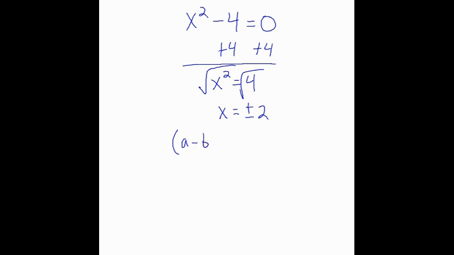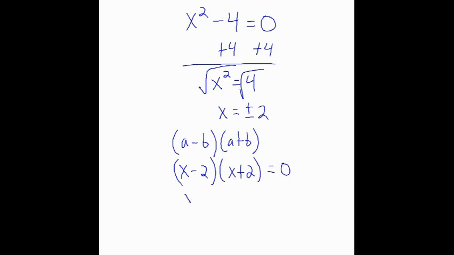That'd be a minus b times a plus b. So we get x minus 2 times x plus 2 equals 0. And then we can use the zero product property to set them each equal to 0. We get x equals 2, and then x plus 2 equals 0. We get x equals negative 2. The way you want to solve it is up to you, but there are two ways to solve the exact same problem.